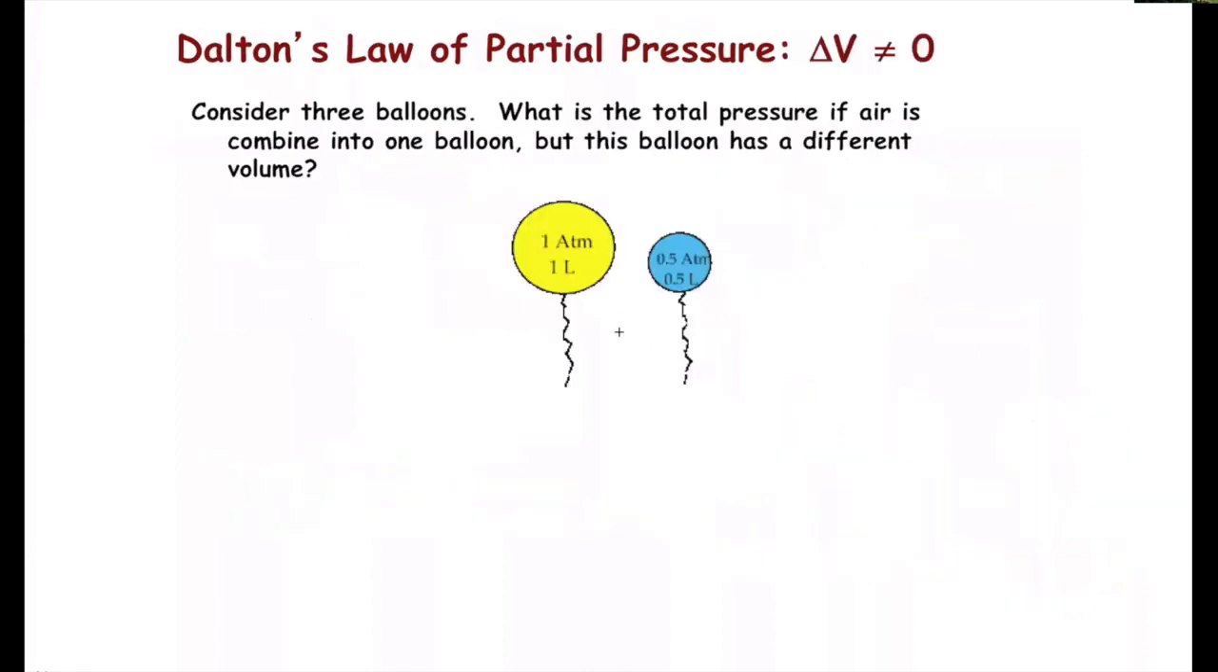Okay, here's an example. I have 1 atmosphere, 0.1 liters. I have 0.5 atmospheres, 0.5 liters. And the question is, I have 2 balloons. What is the total pressure if air is combined in 1 balloon? If both of these are combined so that the new volume is 1.5.